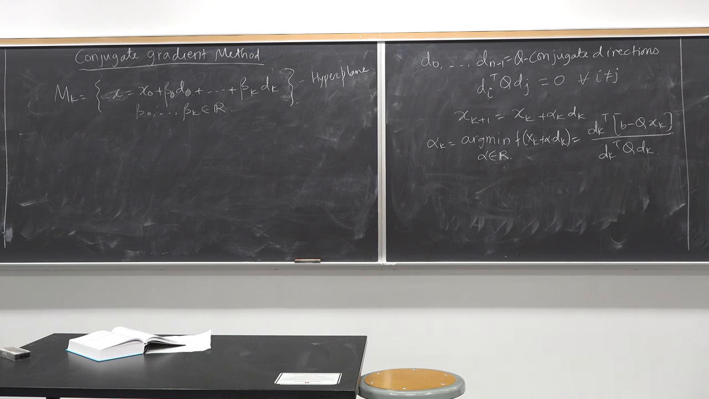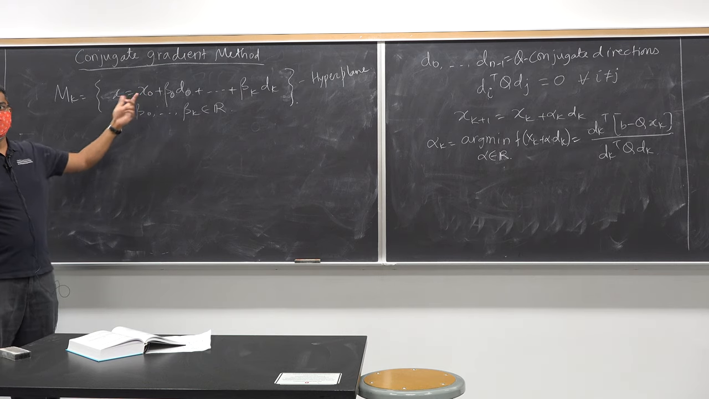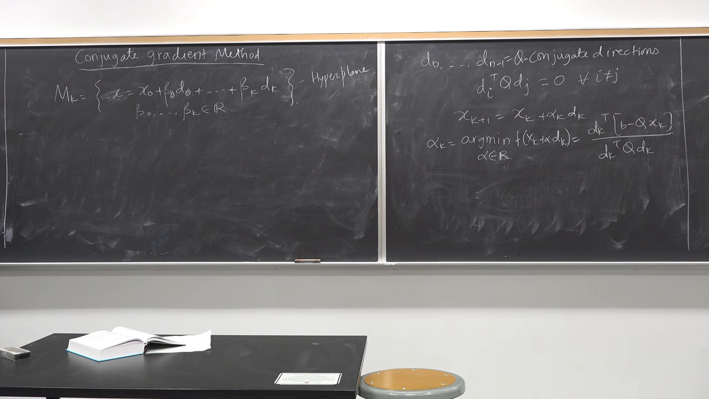If you want to visualize it, in three-dimensional space, a hyperplane is either a plane or a line. It doesn't have to go through the origin. But in this case, it has to go through x naught, which is your initial condition. So this hyperplane is going through x naught, and it's just a hyperplane in the space. And in three dimensions, a hyperplane is like a plane, or it's a line.